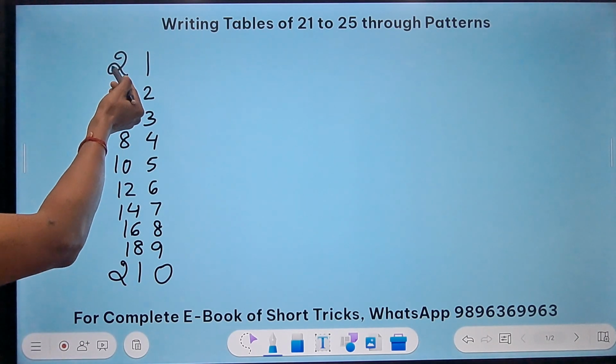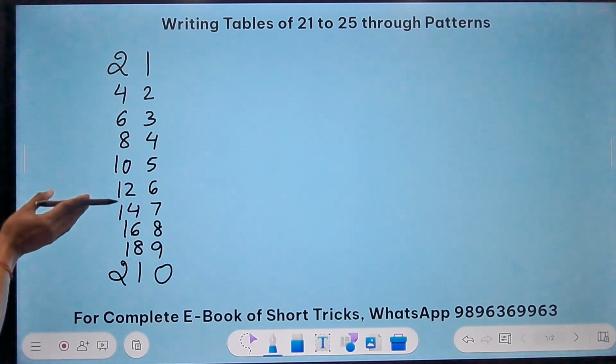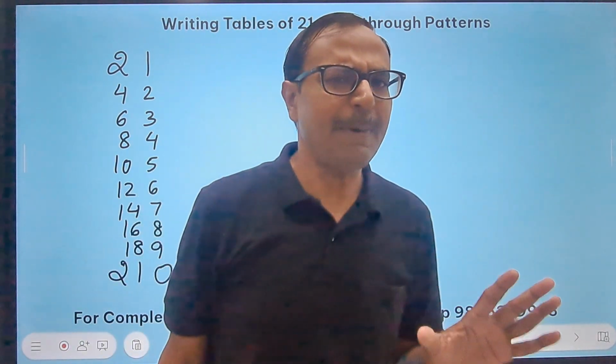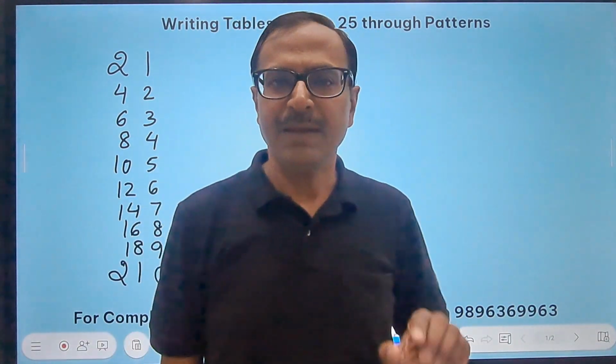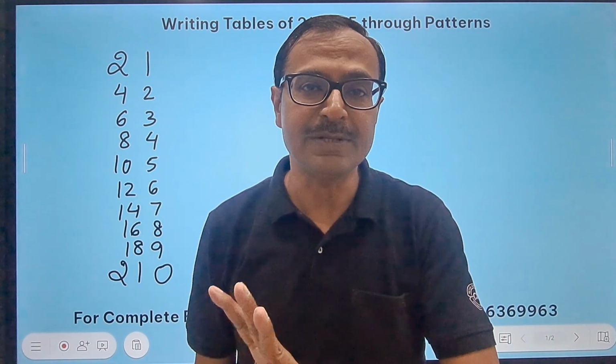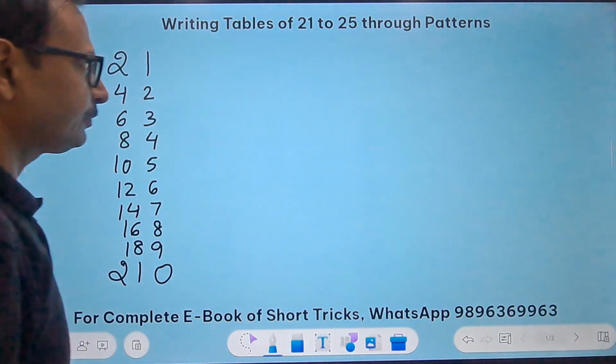You need to just tease the students, skip counting, and they will write 2, 4, 6, 8 by themselves, the first and the last one being obvious. So very easy pattern, right? And likewise, if you start observing numbers carefully, you will have patterns in all tables. So I am going to show you the 22 pattern now.